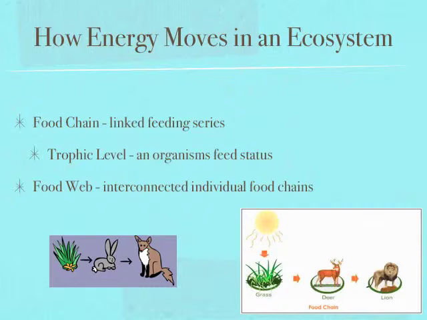Energy then moves through the ecosystem through the different organisms that eat one another. This is called a food chain. It's a linked feeding series. You can see different food chains at the bottom below. Food chains are basic and contain trophic levels. That's the organism's feeding status. But food webs can be created by putting together multiple food chains. Remember that all energy initially comes from the sun or an inorganic chemical.